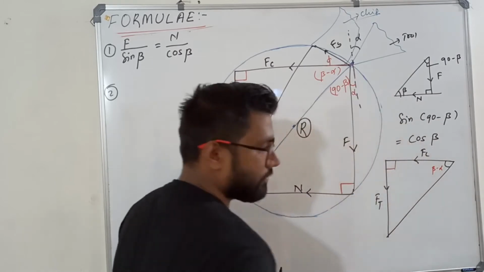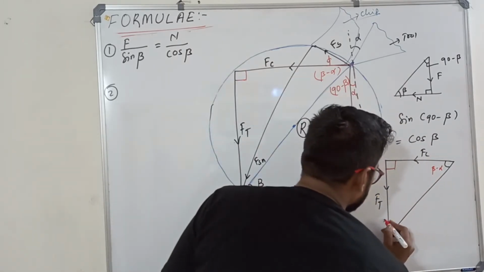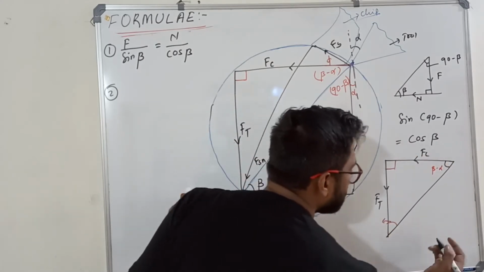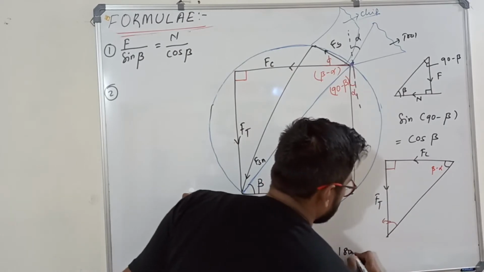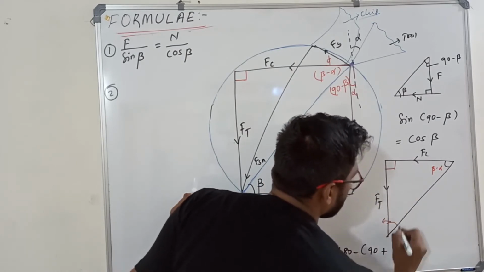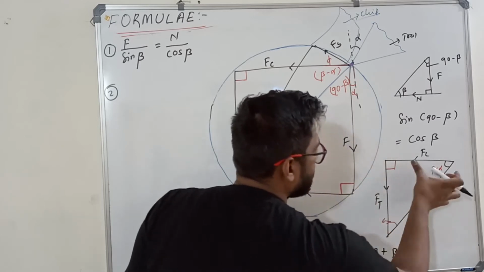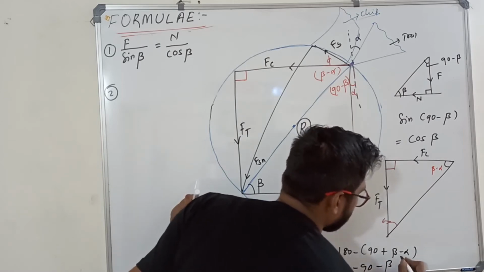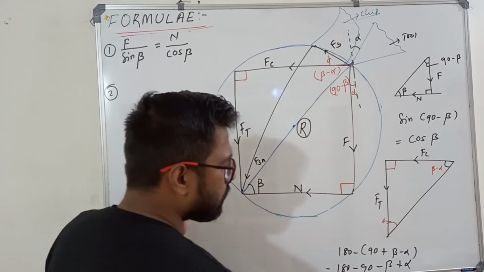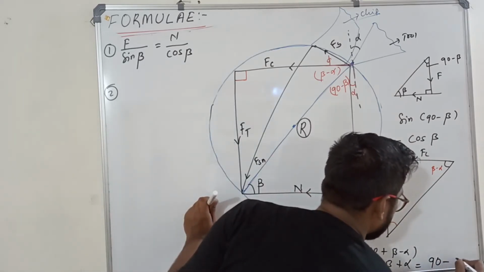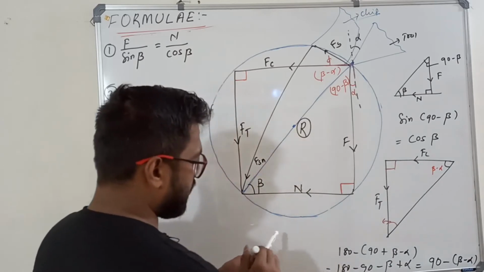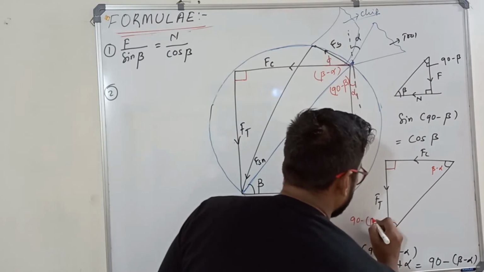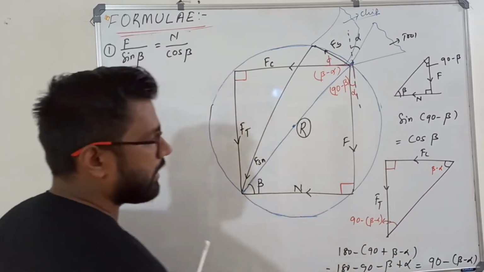This angle is 90 degree. So what will be the remaining angle? Sir, the summation of three angles of a triangle is 180 degree. So 180 minus these two angles gives the angle. 180 minus 90 minus beta plus alpha. So what did I get? Sir, 90 minus beta minus alpha. So this angle is 90 minus beta minus alpha.